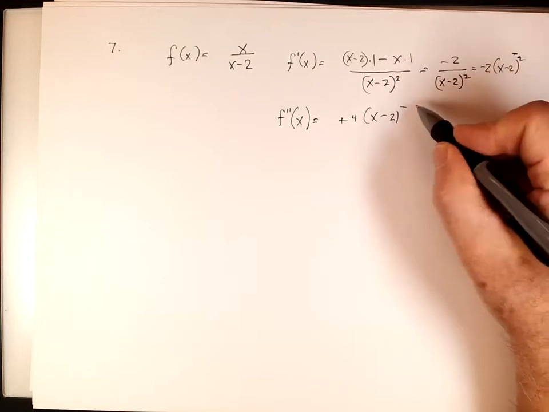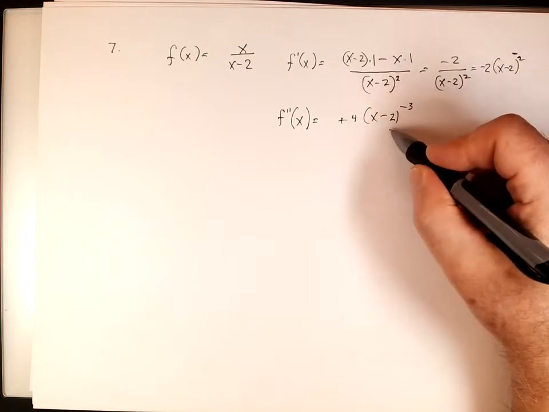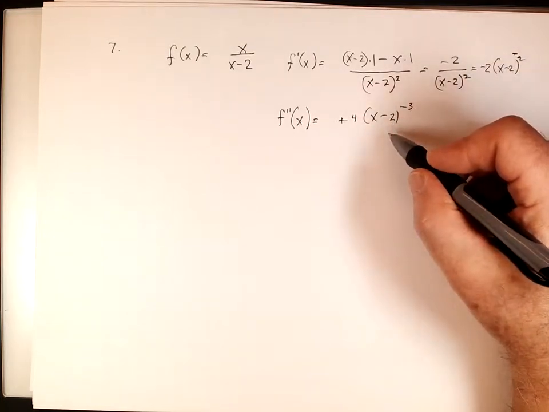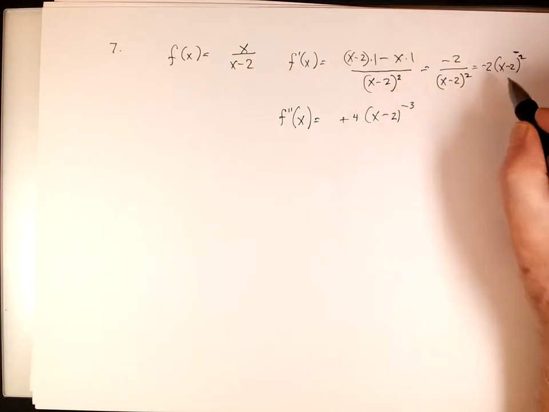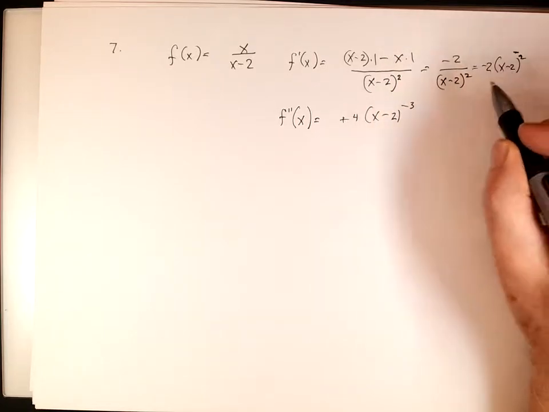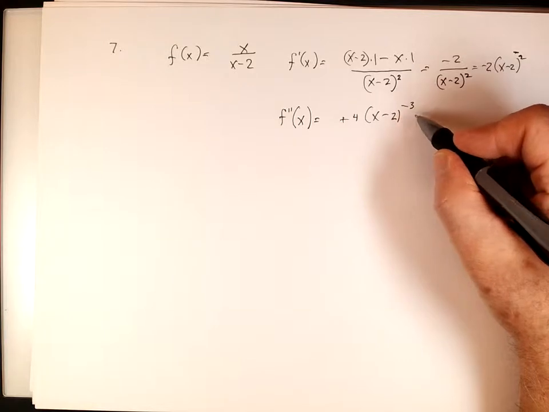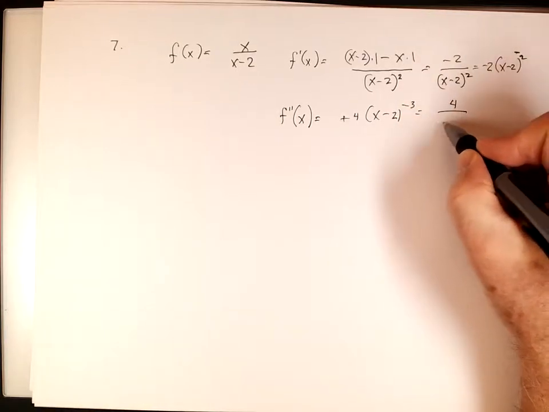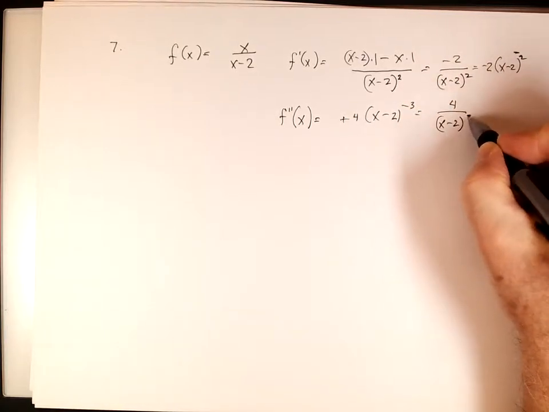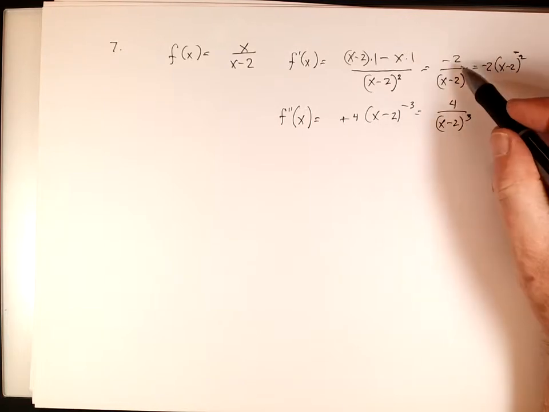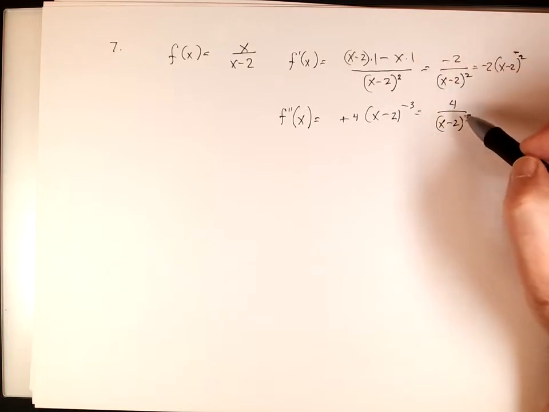And subtract 1 from the exponent, and take the derivative of x minus 2, which is just 1. So there's nothing to put out here. If this had been a 2x minus 2, for example, there would be a 2 coming out here. So you get 4 over x minus 2 cubed. There's my first and second derivatives. First derivative, second derivative.